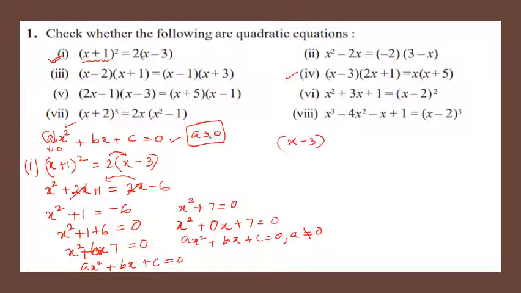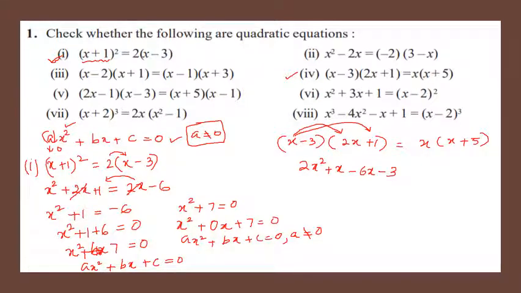(x minus 3) into (2x plus 1) is equal to x into (x plus 1). Now let us see. We'll start with x. x into 2x and x into 1. x into 2x is 2x square plus x minus 6x minus 3 is equal to x square plus 5x.